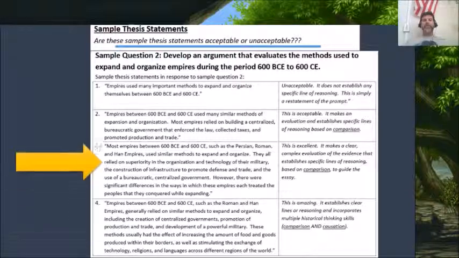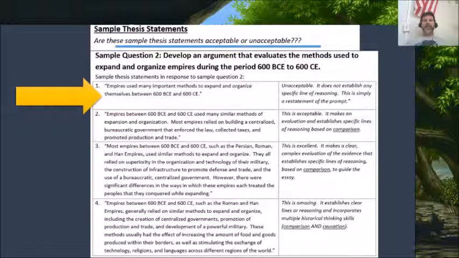So, thesis number 1. Empires used many important methods to expand and organize themselves between 600 BCE and 600 CE. This is unacceptable. It does not establish any specific line of reasoning. It is simply a restatement of the prompt. You cannot rely just on this. You must give more lines of reasoning, more specifics in the thesis.